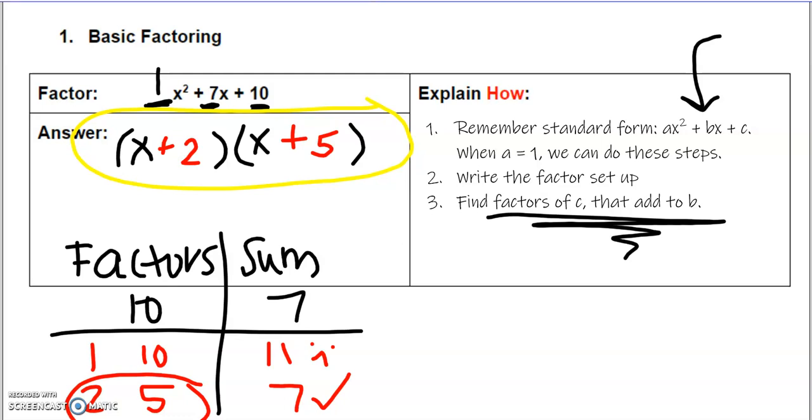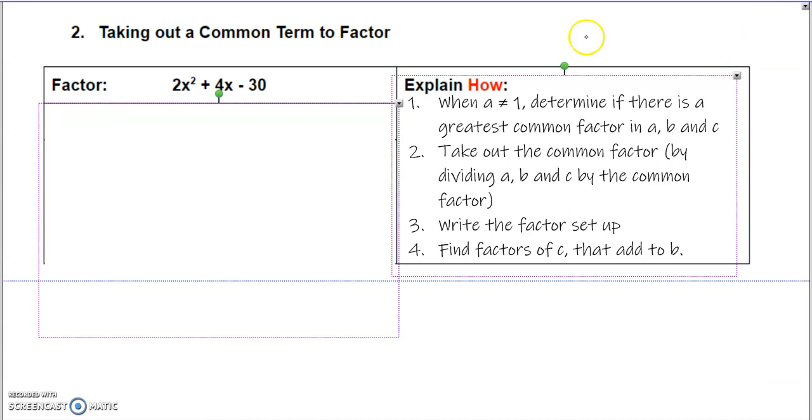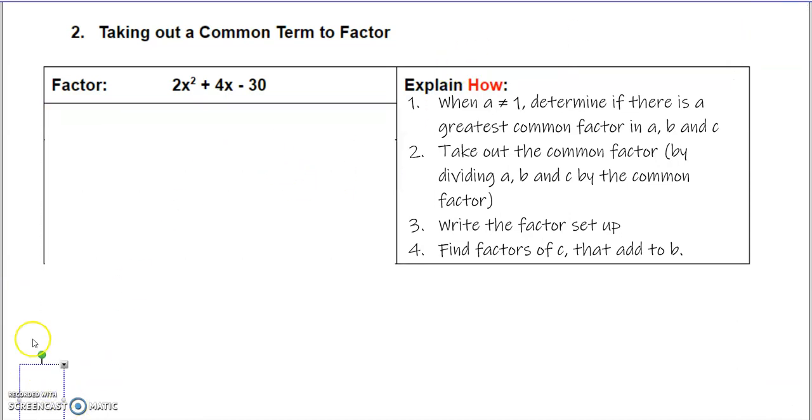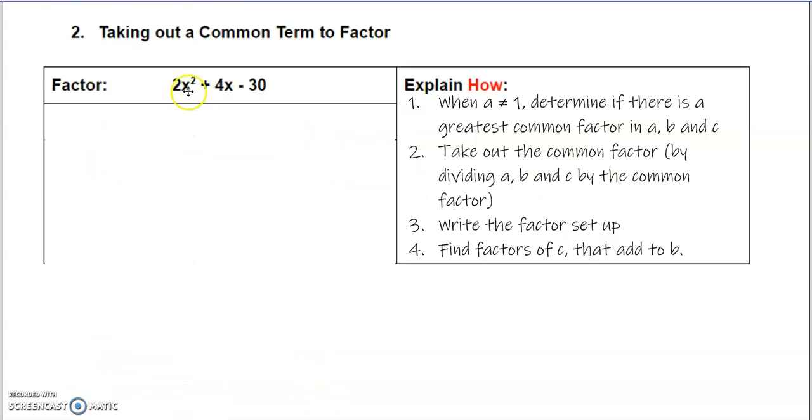Okay, let's try factoring by taking out a common term. Okay, very similar. Make sure we see and recognize that this is standard form. You can see my a, my b, and my c. Here, I realize my a isn't 1, right, my a is 2. Up here, my a was 1. There wasn't anything, which I know is a 1. Here, my a is a 2.